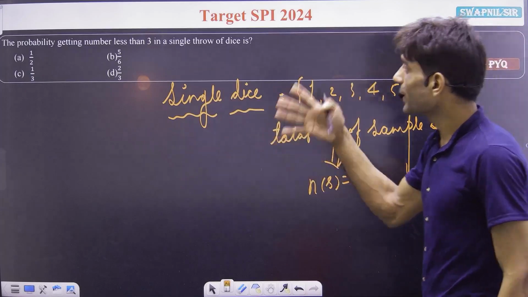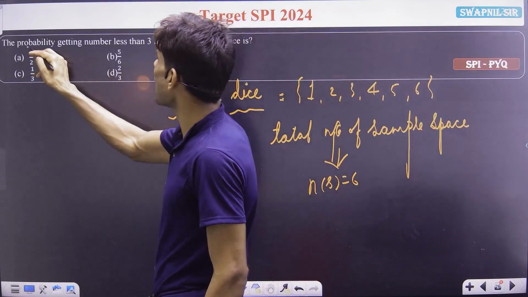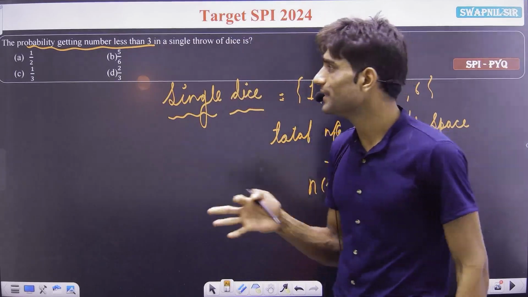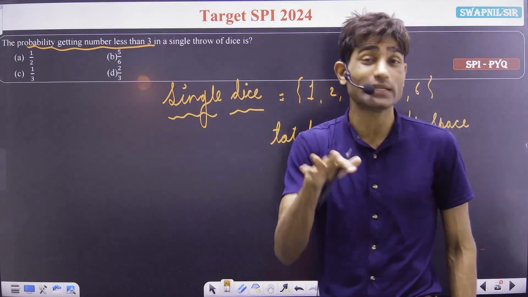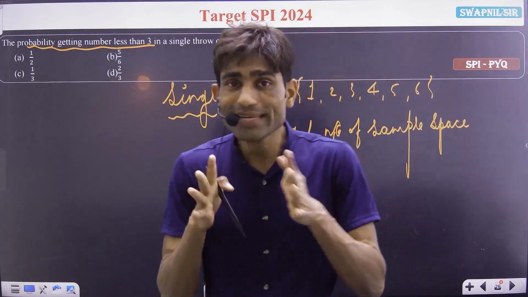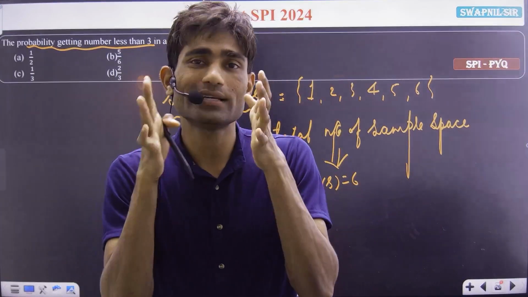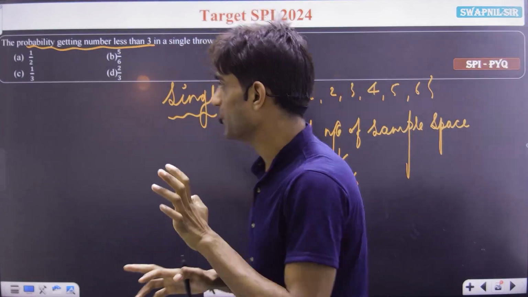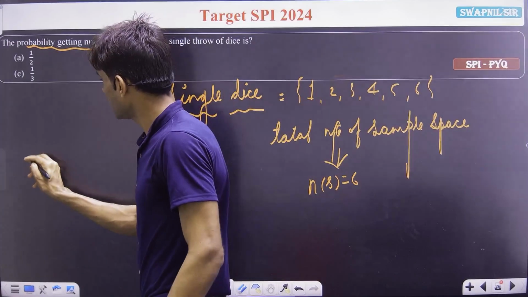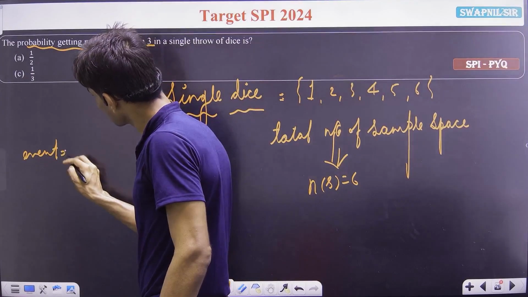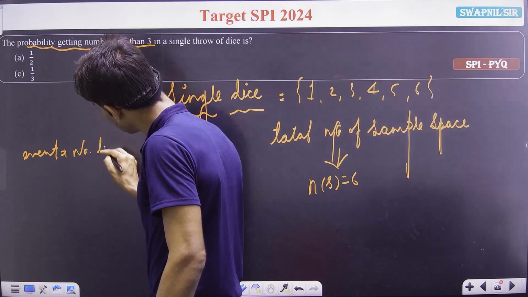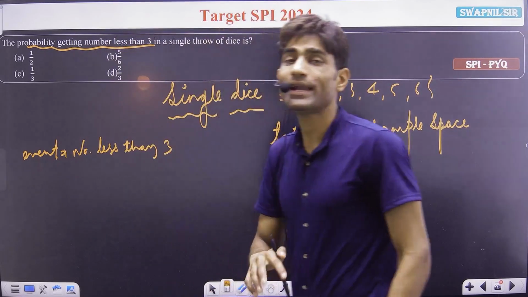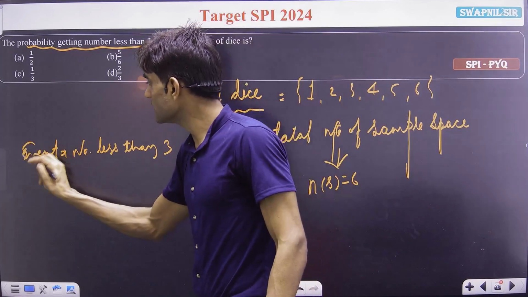And we have to find the probability of getting a number less than 3. That means strictly less, so we don't have to include number 3. We have to consider the numbers less than 3, that means number 1 and number 2. Only 2 possible outcomes here. The event we have here is the number less than 3.